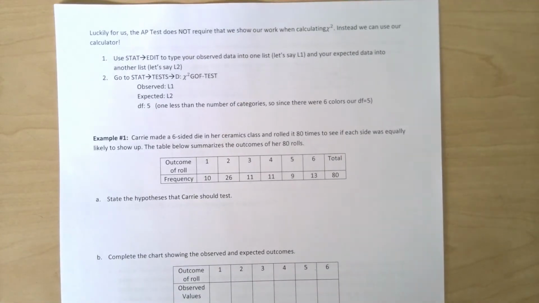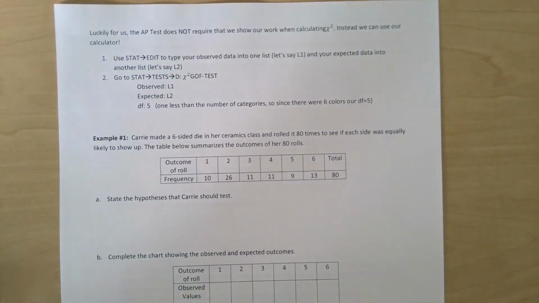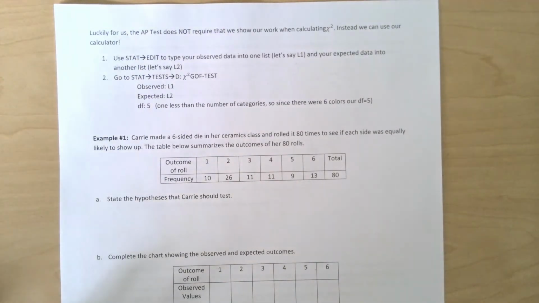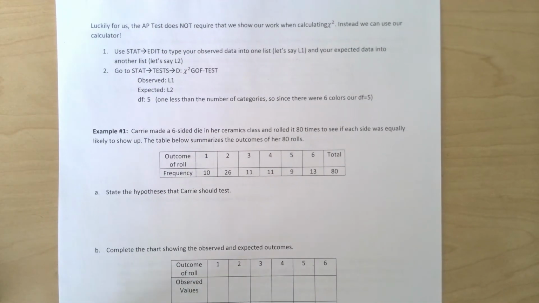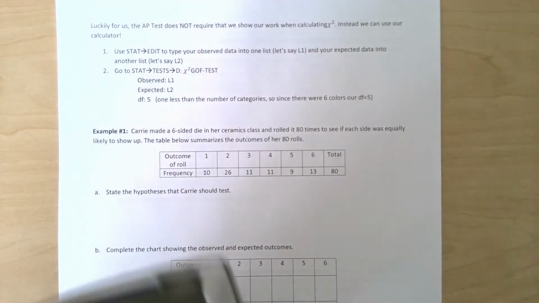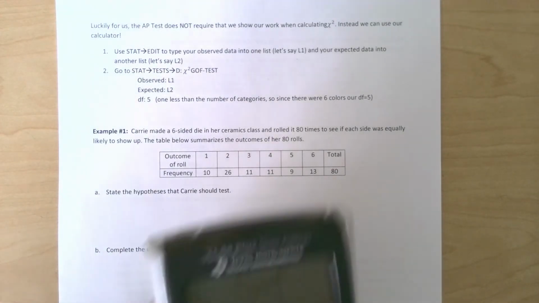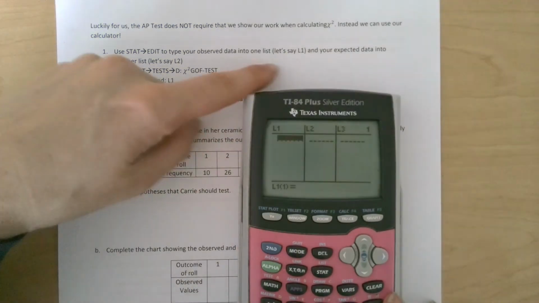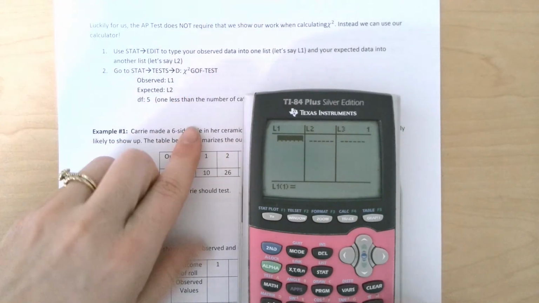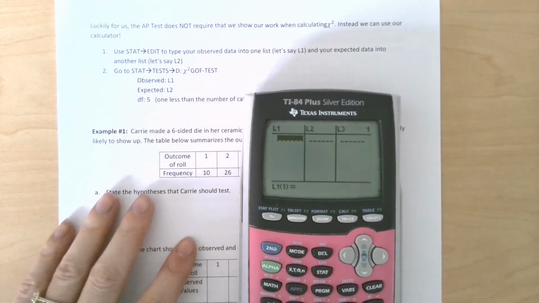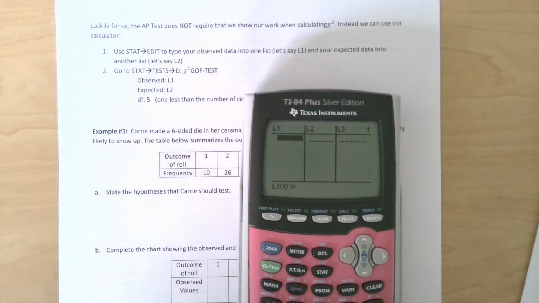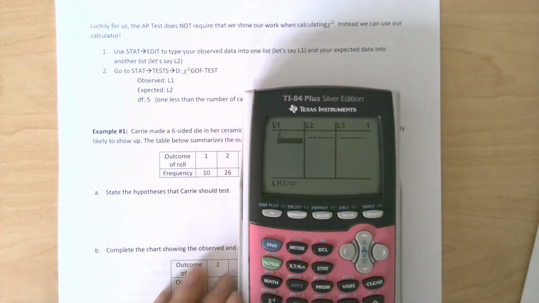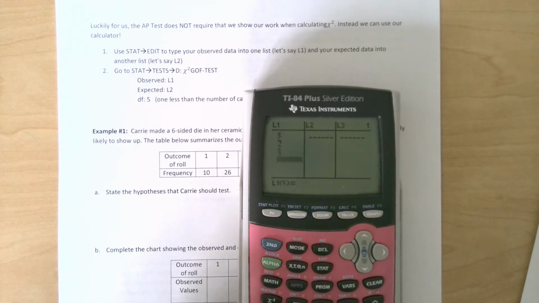Although that wasn't too tricky, it did involve a decent amount of work filling out that entire table. Luckily for us, the AP exam does not require that we show our work when calculating the chi-squared. Instead, we can just use our calculator. So to use that calculator, what we're going to do is go to Stat, Edit, and we're going to type in your observed data into one list. I usually put my observed data in L1. So I'm going to do that M&M example. We had 5 brown, 4, 2, 3, 1, and 5.